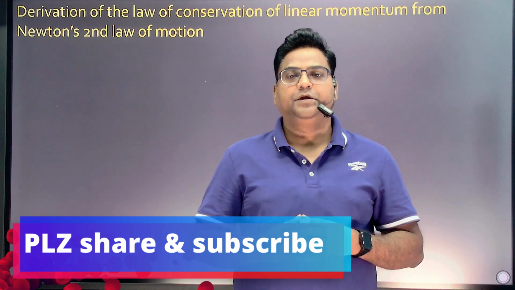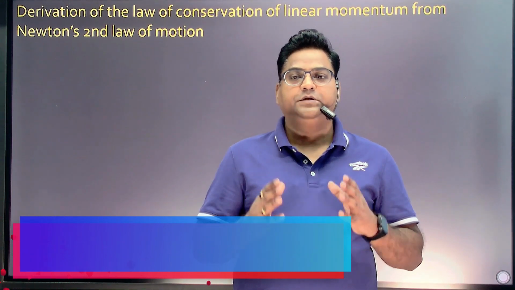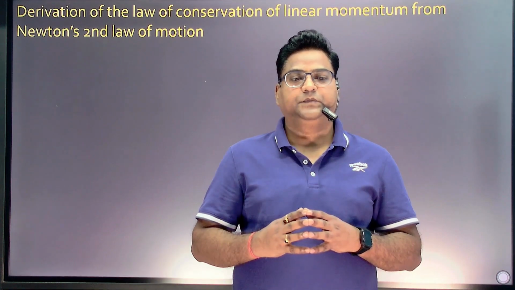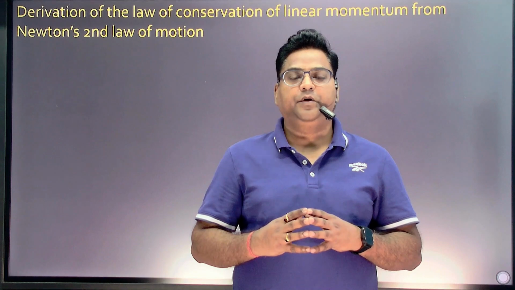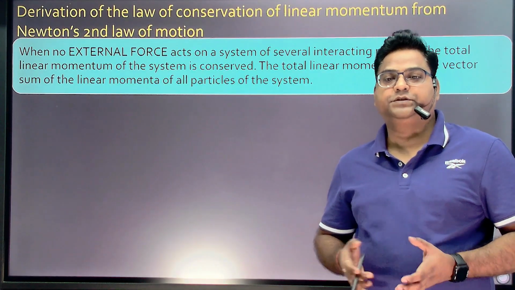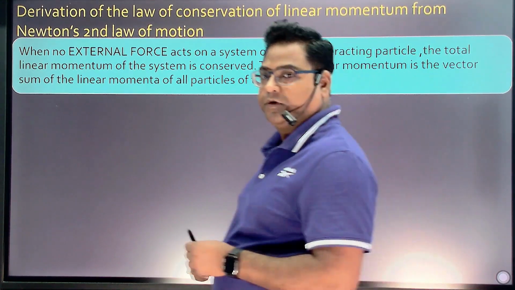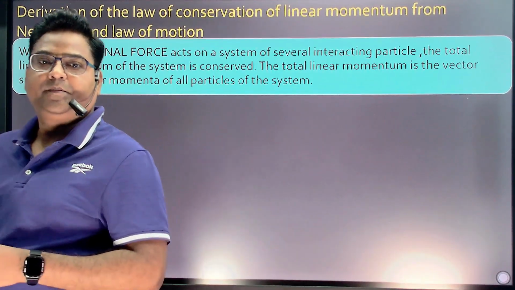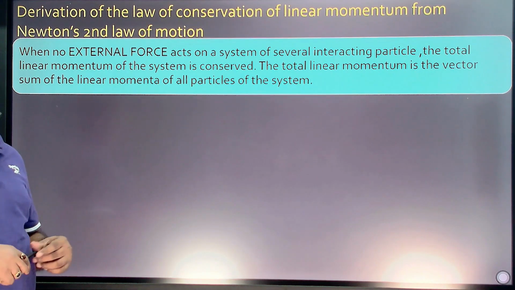The conservation law says that when no external force acts on a system of several interacting particles, the total linear momentum of the system is conserved. Simple. The total linear momentum is the vector sum of the linear momenta of all particles of the system.